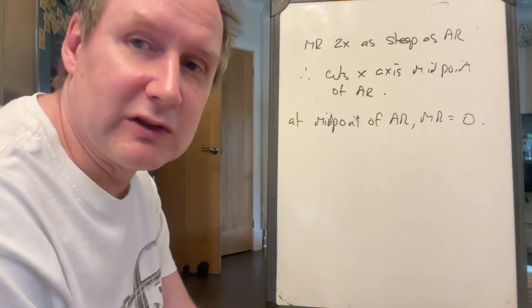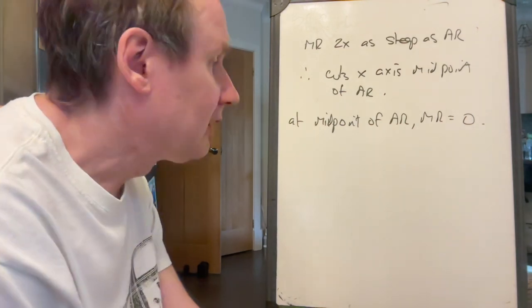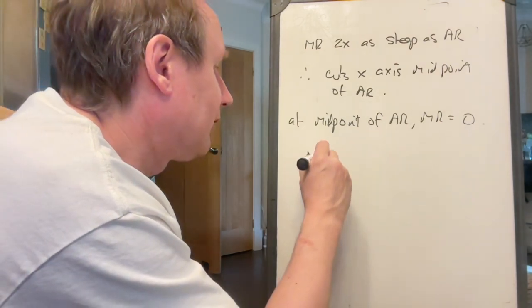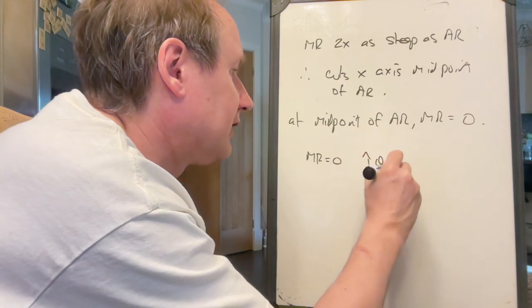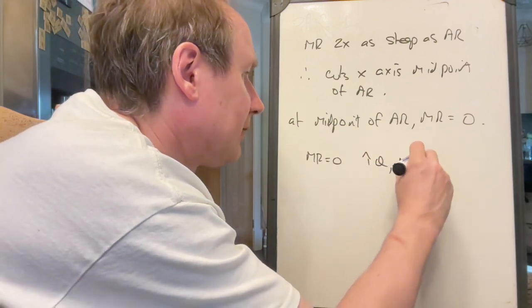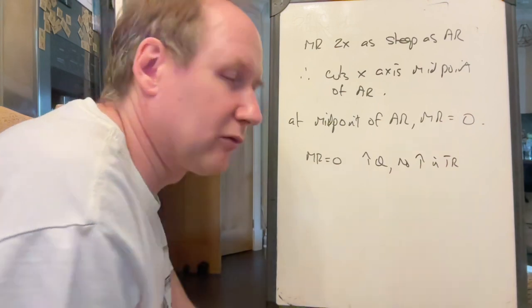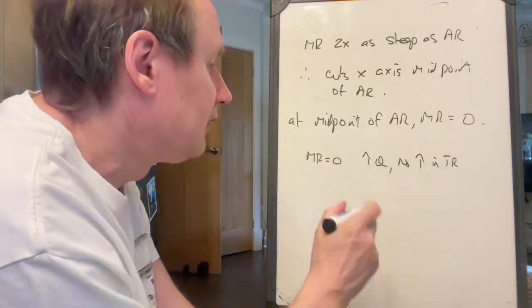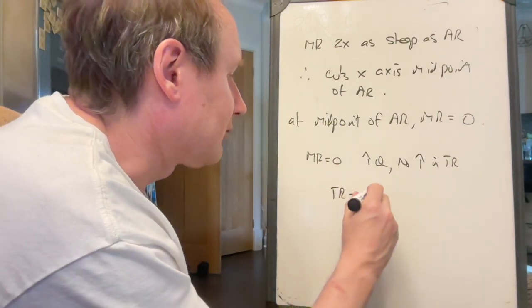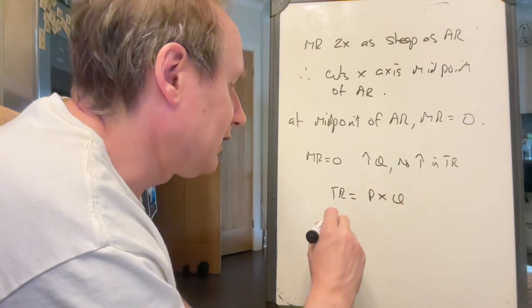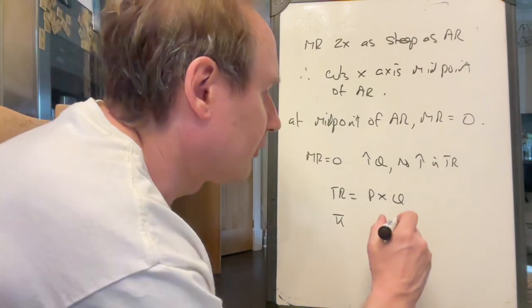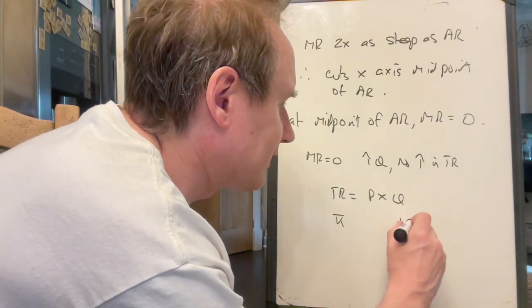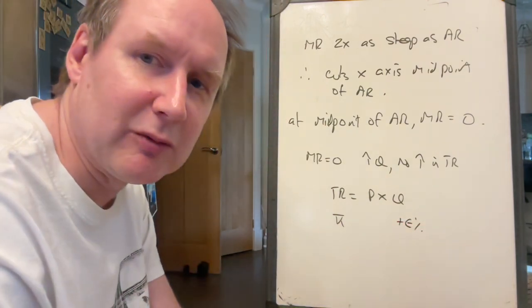But what does it mean to say that MR is 0? If MR is 0, that means there's been an increase in quantity, but no increase in total revenue. Total revenue has remained the same. Total revenue is price times quantity. What we said is that it hasn't changed, while quantity has gone up by, say, some small percent, eta percent.